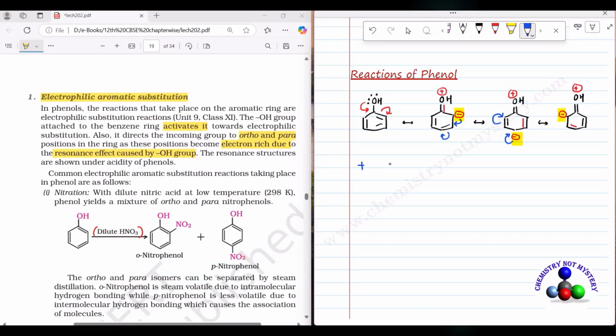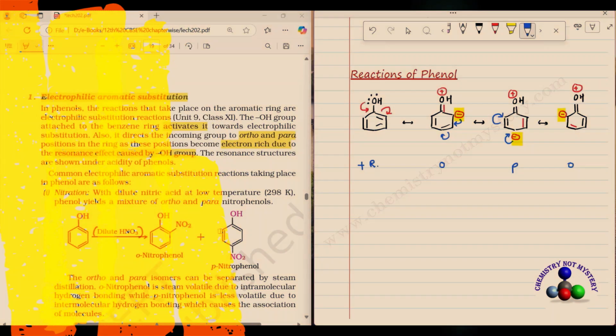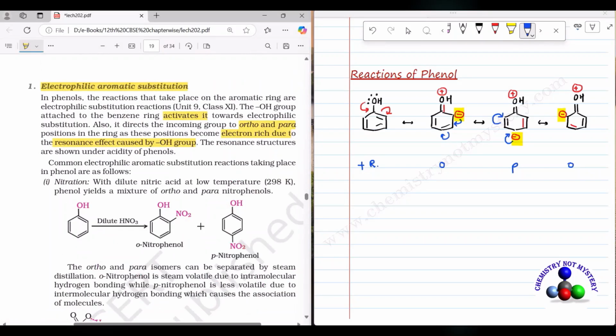Due to the plus R effect of the OH group, electron density increases at the ortho and para positions of the benzene ring. That's why the OH group is ortho or para directing, and it also activates the benzene ring towards electrophilic substitution reactions. Now let's read from the book. The common electrophilic aromatic substitution reactions taking place in phenol are as follows.